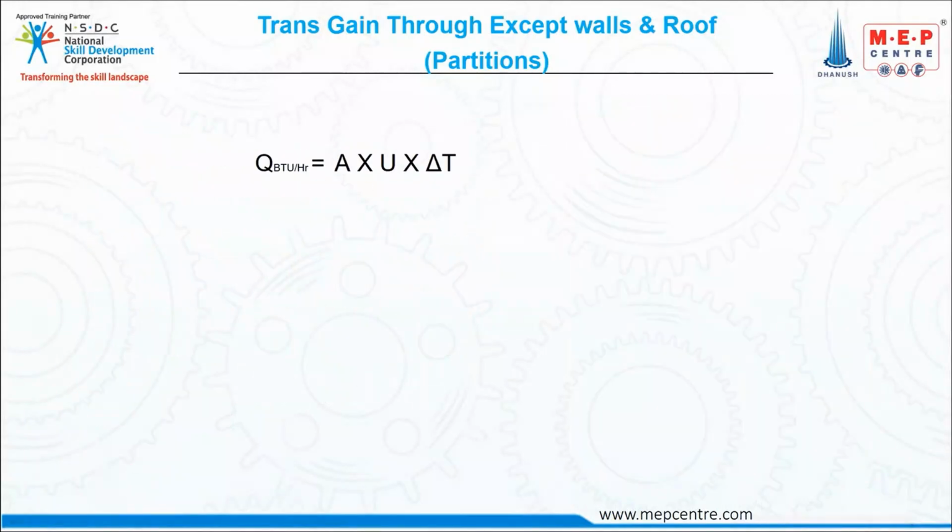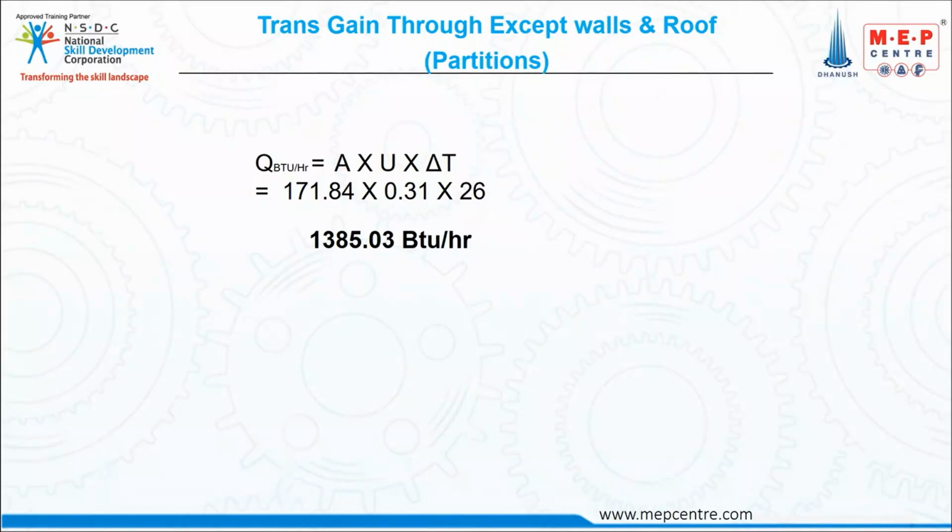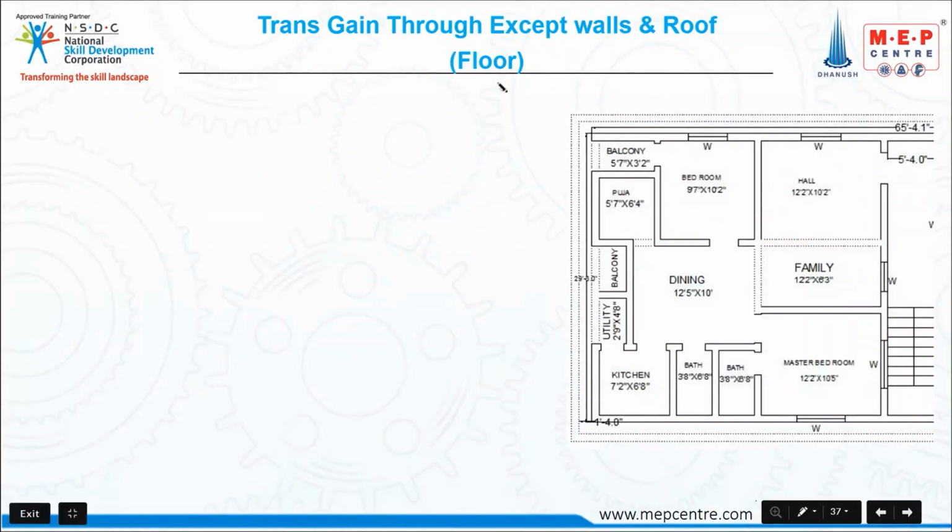Okay, so we have 171.84 as the A, U is 0.31 and delta T is 26, which gives 1385.03 BTU per hour. 1385.03 BTU per hour. Okay. Is it clear? Next, after partitions, we have a floor. So let me explain what is floor and what is ceiling first.